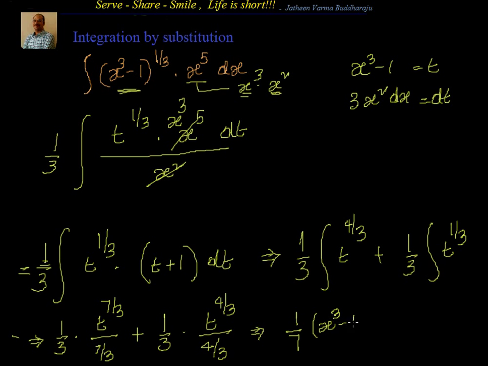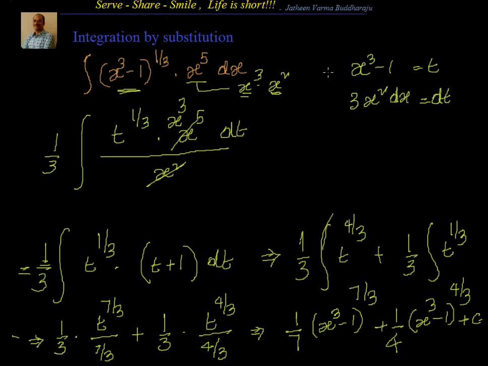t is nothing but x cube minus 1, so it is (x cube minus 1) whole to the power of 7 by 3 plus, again 3 will cancel, I'll have 1 by 4 (x cube minus 1) whole to the power of 4 by 3 plus constant. So that's the integral of (x cube minus 1) whole to the power of 1 by 3 into x to the power 5 into dx.